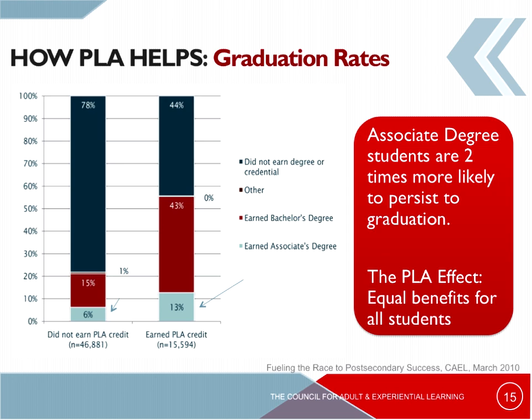And what we found, when you look at the light blue, the bottom of the bars here, over a 7-year period, is that about 6% of the students who did not have prior learning assessment credits graduated by the end of the 7-year term, as opposed to 13% of those with PLA credits. So associate degree students are twice as likely to persist to graduation if there is some recognition of their prior learning.